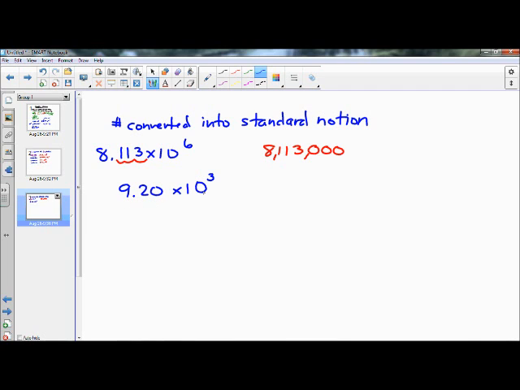So here's another number. Again, this is a positive exponent, so it has to be greater than 1. So we're going to move the decimal this way. So this is 1, 2, 3 decimal places. So 9, 2, 0. We need another 0. So 9,200.